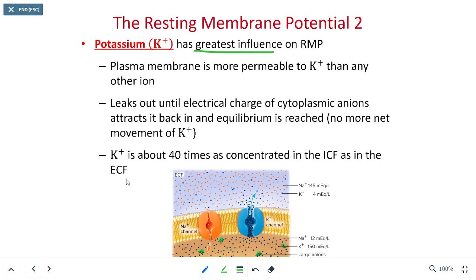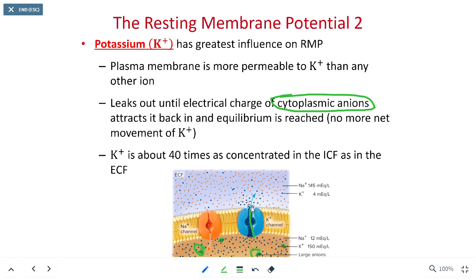Our cells have lots of potassium leak channels. So we're very permeable for potassium. And potassium is going to keep leaking out until cytoplasmic anions, those are going to be shown in green down here, large protein-based anions, are going to keep attracting potassium and bringing it back in. And eventually we'll have some equilibrium where we'll have a higher concentration of potassium inside of the cell.